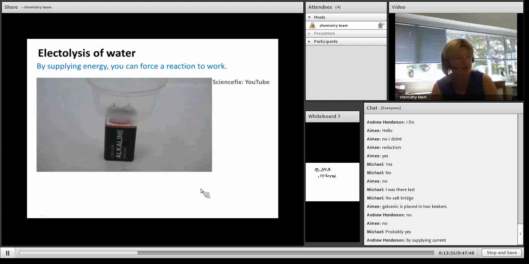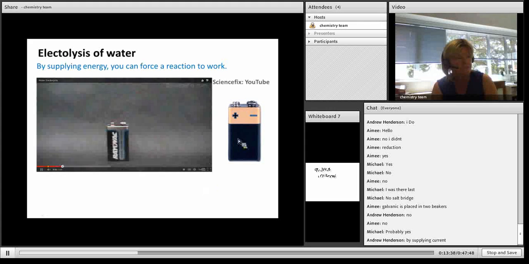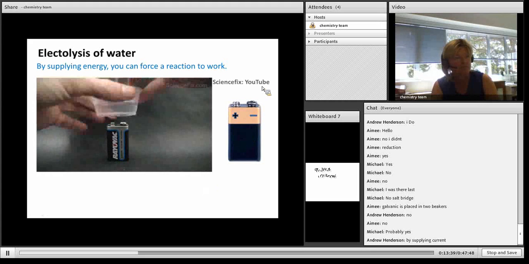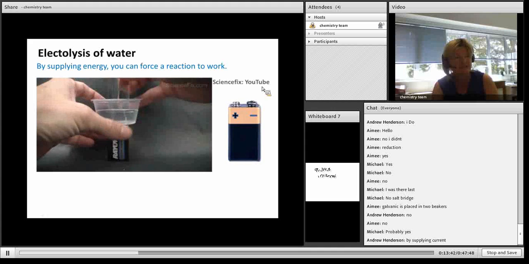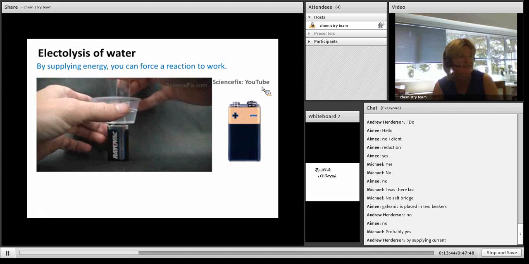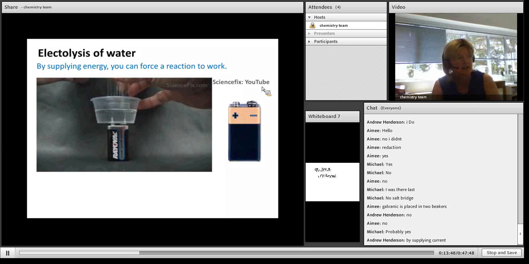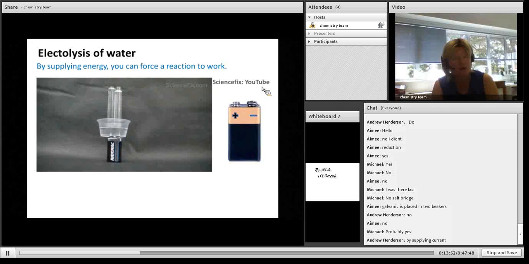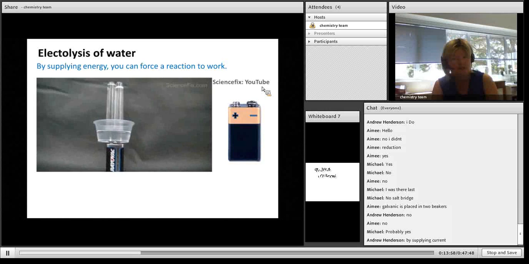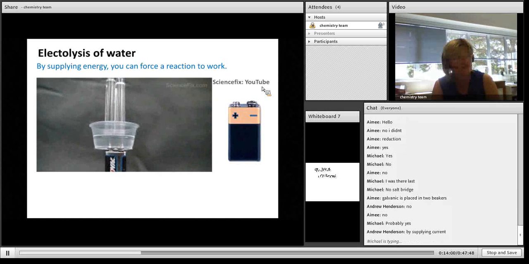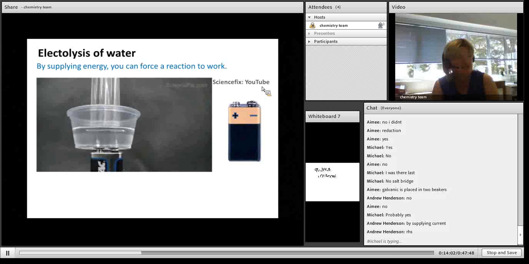So I've tried to show here the positive electrode is always the bit that sticks out. With any battery, it's the bit that sticks out. So here they're breaking down the water, and which side is giving off more gas? The right-hand side or the left-hand side? Does anybody want to have a go? You can either look at the test tubes or you can look at the bubbles.